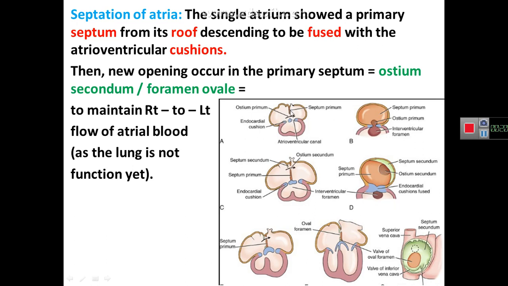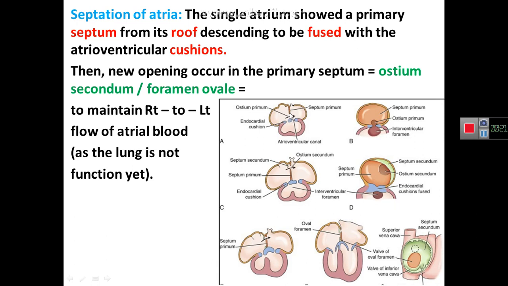As you can see in the figure, the primary septum descends from the roof of the single atrium and fuses with the atrioventricular cushion, which is tissue between the atria and ventricle. Therefore, this opening between the primary septum and the cushion will be closed. This opening is called the primary ostium, or ostium primum. So we can say that the ostium primum between the primary septum and the atrioventricular cushion is closed when the primary septum fuses with the atrioventricular cushion.